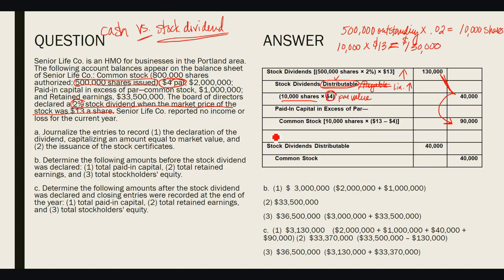Okay. The next thing that we need to do, it asks us the issuance of the stock certificate. So now we need to issue it. So on the date that we do issue it, we reduce the payable, so it's going down 40,000, and we show that common stock is being credited. We're issuing common stock now as a stock dividend, 40,000.